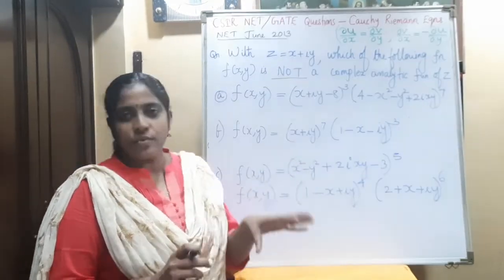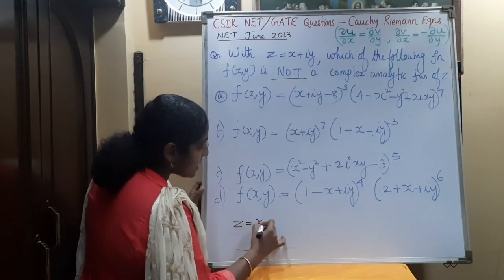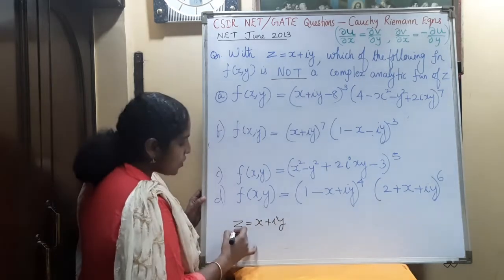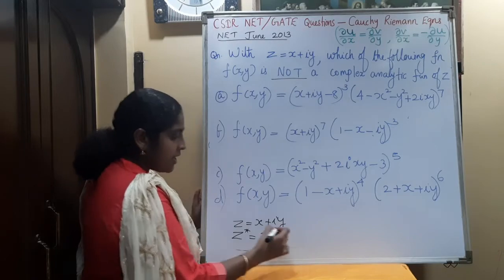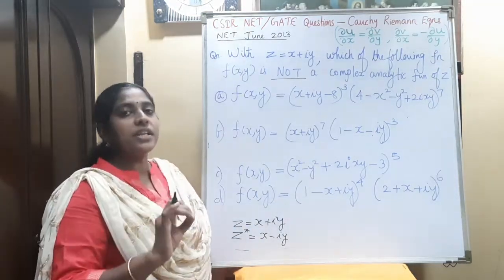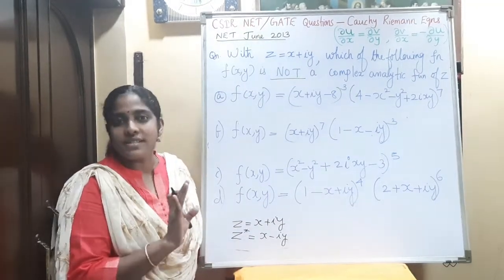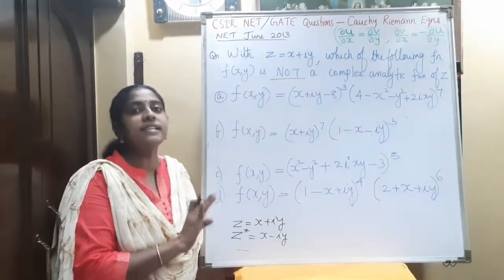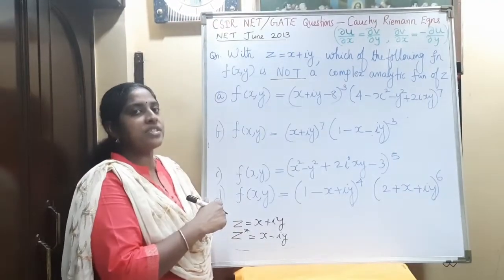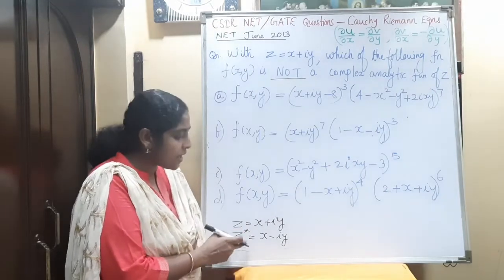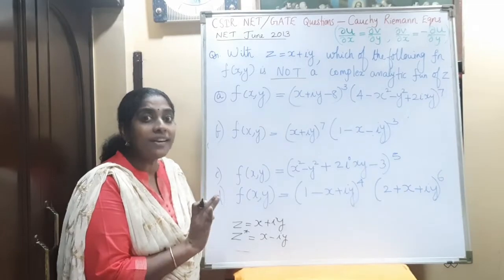But we can use a shortcut here. We know that Z is equal to X plus iY. So what will be its complex conjugate? Z star is equal to X minus iY. Usually, if a function contains Z star, the conjugate of Z, it is not analytic. So if we check which function contains the term Z star, then we can confirm that that function is not analytic.